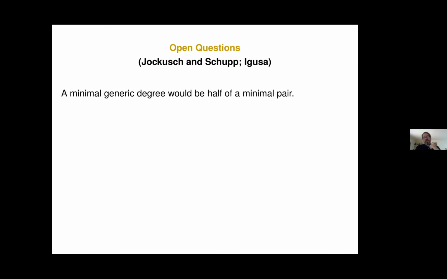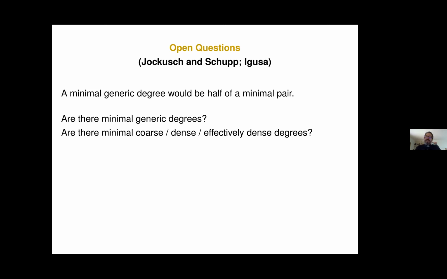So that would be a way to get a minimal pair, but a question that goes back to the paper of Jockusch and Schupp and is still open is whether there are any minimal degrees. So we don't know that, and in fact, we don't know that for any of our notions. We don't know that for coarse, dense, effectively dense, so that's completely open. Now, one thing that Igusa did show is that a density 1 set can't have minimal generic degree. So the sets in the construction that I gave for minimal pair, those definitely are not minimal. So that's a completely different kind of animal.